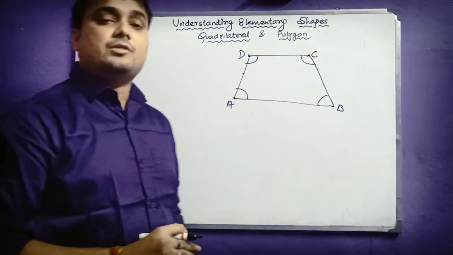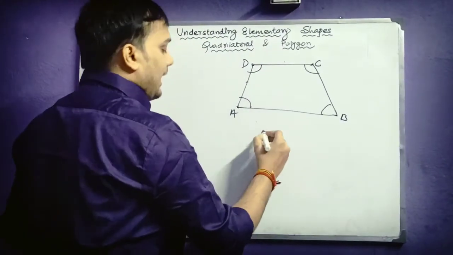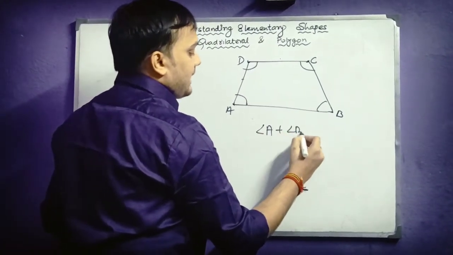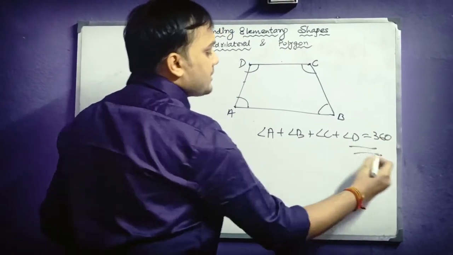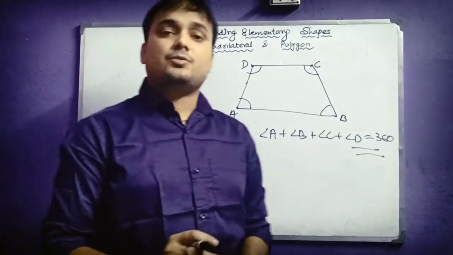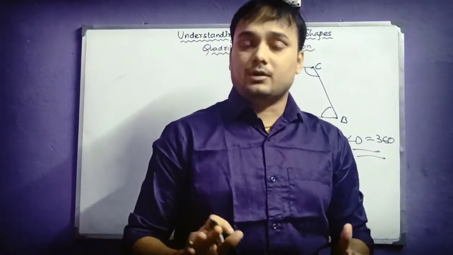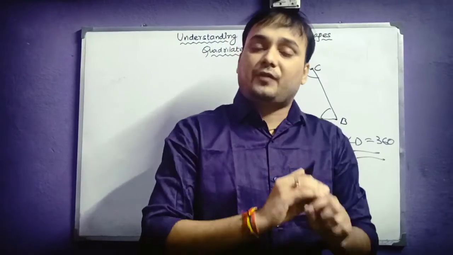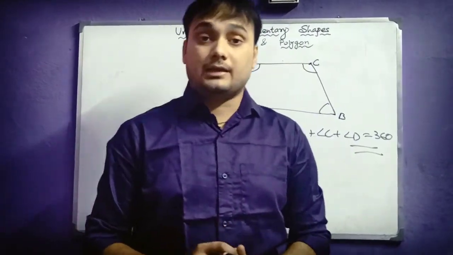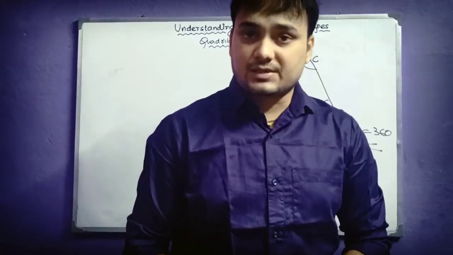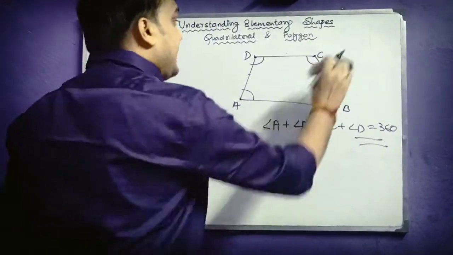One more thing you have to keep in your mind: for any type of quadrilateral, the sum of the four angles, angle A plus angle B plus angle C plus angle D, is always equal to 360 degrees. So students, if it is a parallelogram, a rectangle, a square, whatever, if it is a quadrilateral of any kind, the sum of the four interior angles will be equal to 360 degrees. Now students, we will be understanding the different types of quadrilateral.